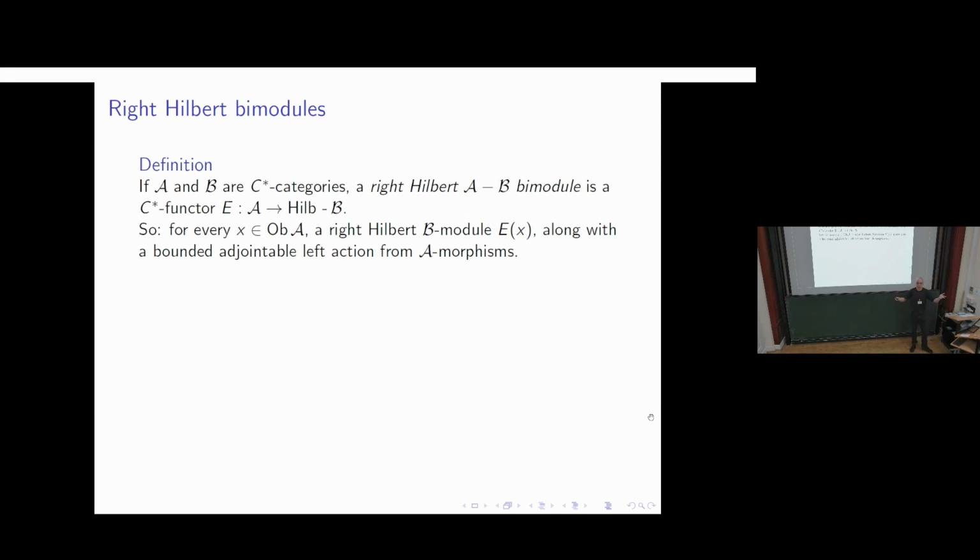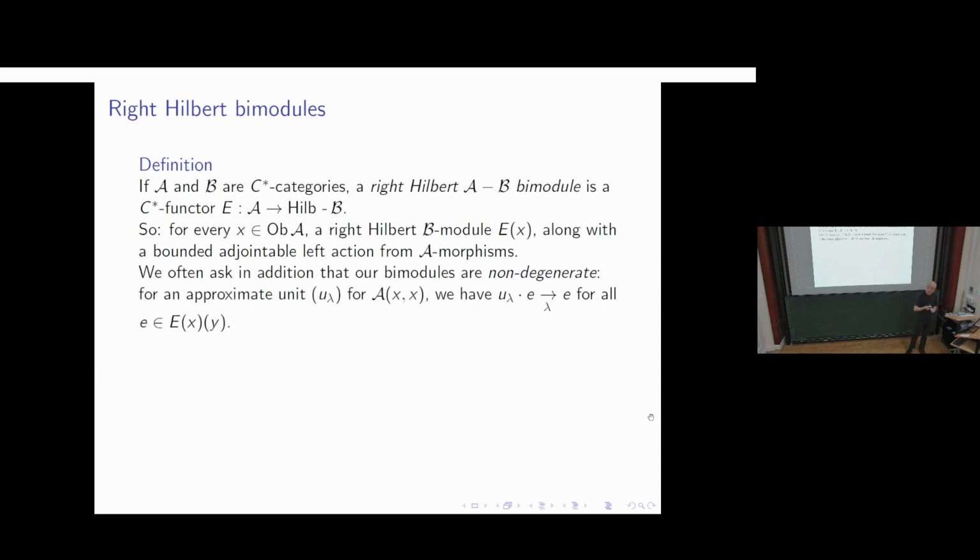what is a natural definition for a bimodule? Well, it's just a functor from your first category, a covariant functor now, into the category of right Hilbert modules over the other one. So in other words, for every object of your first category, you have a module over the second one, which has inner products valued in the second one, but not necessarily in the first one. And you have a bounded adjointable left action from all morphisms of A. And a common requirement about these that we'll see today is that usually you would like things to be what I've called non-degenerate. There's a bunch of different ways of defining that.